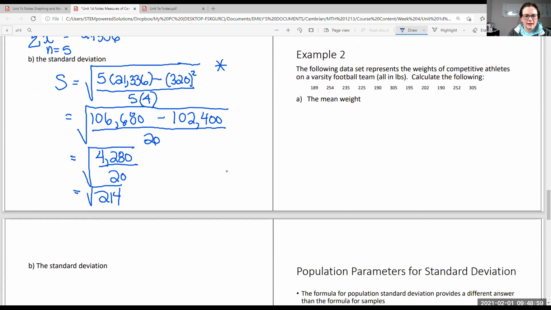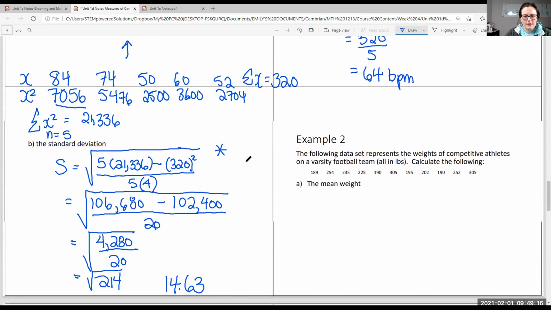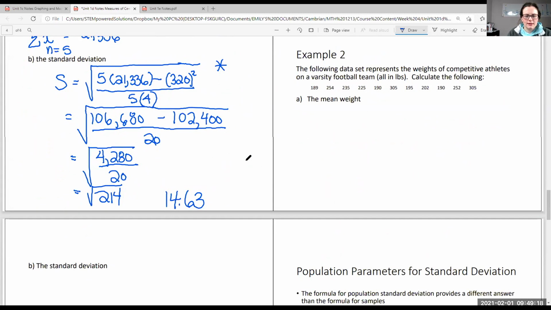All right, just in the nick of time, I was running out of space. So the square root of 214 is equal to 14.6, and I'll keep a couple extra decimal places since that's what statisticians like to do. So 14.63 beats per minute. I got the same. Okay, excellent. Thank you for that confirmation, Ben.